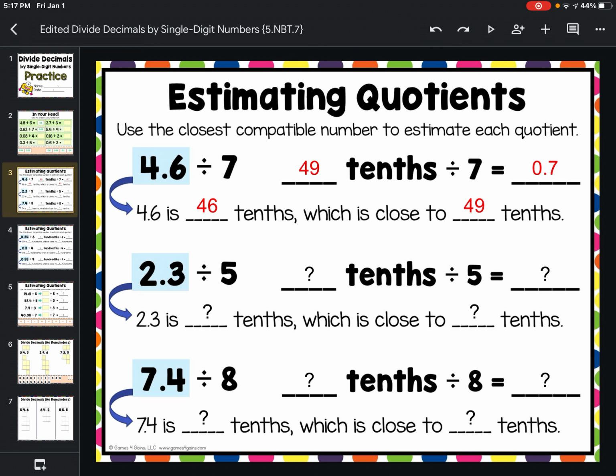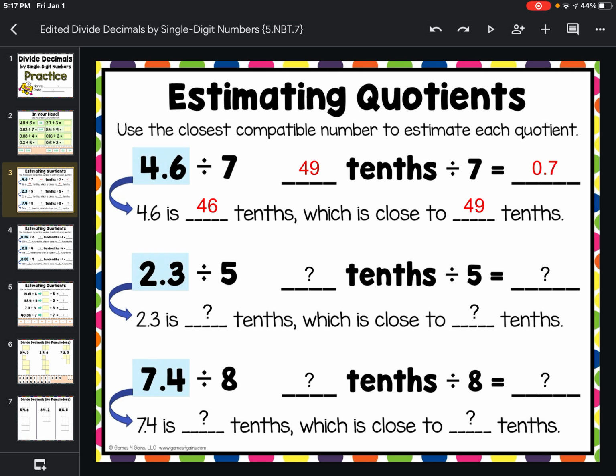The next 2 slides are pretty much the exact same thing. You're dealing with tenths and hundredths and estimating. So it says 4 6/10 divided by 7. Well, we're not going to change the divisor in this case. We're going to leave it 7 because it's a single digit. So now we need to figure out what is closest to, say, 46 that is divisible by 7.